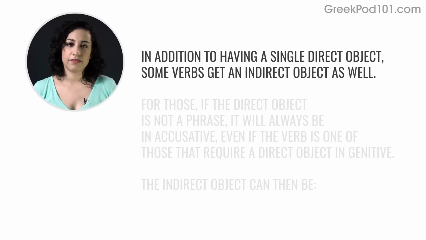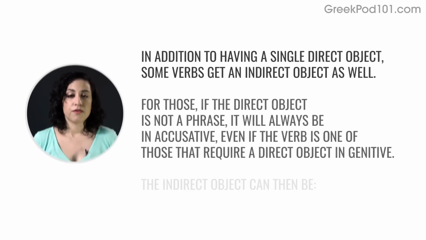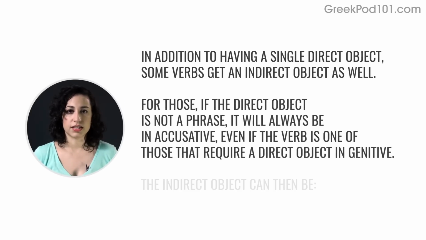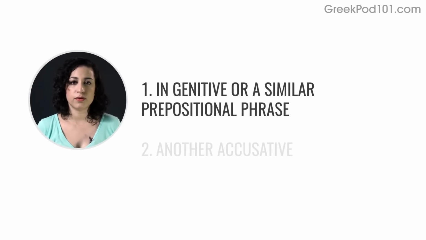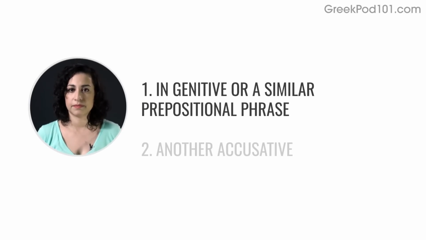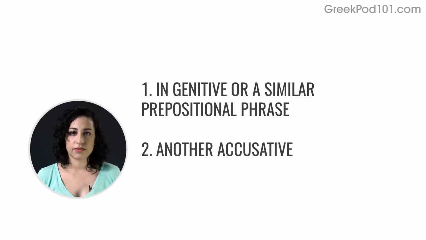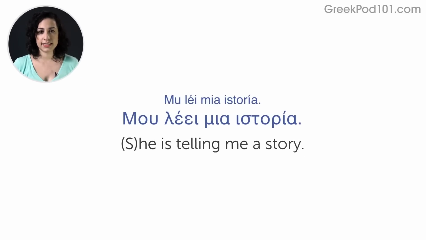In addition to having a single direct object, some verbs get an indirect object as well. For those, if the direct object is not a phrase, it will always be in accusative, even if the verb is one of those that require a direct object in genitive. The indirect object can then be, number 1, in genitive or a similar prepositional phrase. Number 2, another accusative. Let's see an example.